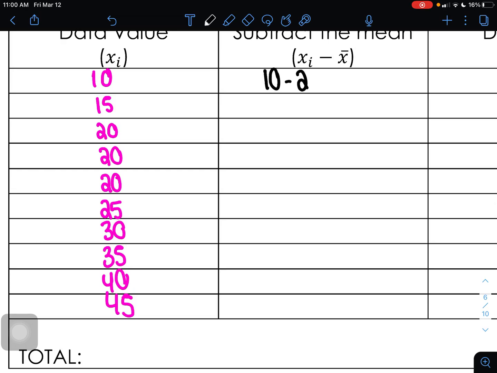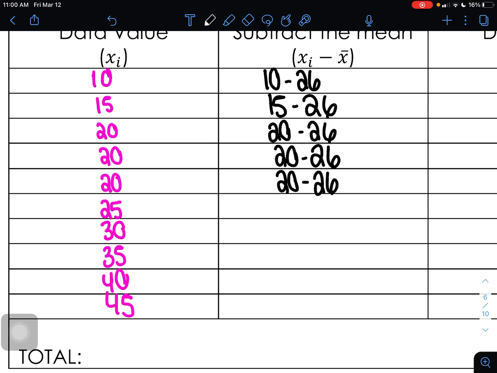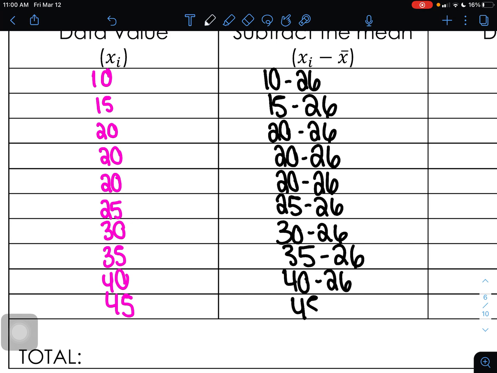26. I'm going to do 10 minus 26, 15 minus 26, 20 minus 26, 20 minus 26, 20 minus 26. Remember, that was our mode. 25 minus 26, 30 minus 26, 35 minus 26, 40 minus 26, and then 45 minus 26. And then I'm just going to ask you guys, if our mean was 13, what would our first row be?